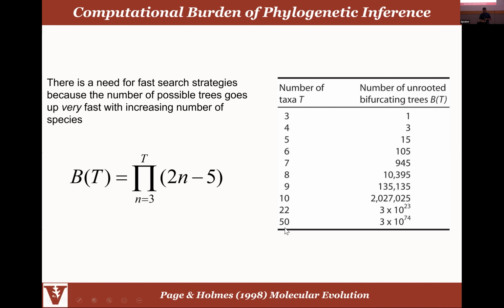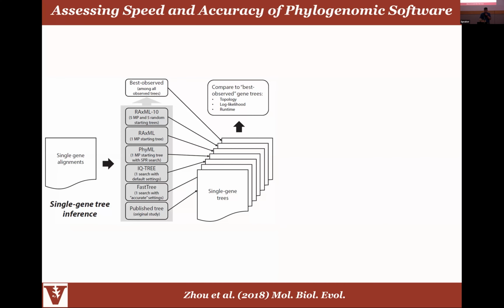So even for a set of 50 species, the number of possible unrooted bifurcating trees is astronomically high. If you go to 1,600 or 1,700 or thousands or millions, it's obviously even bigger. So how do we efficiently search that space? I don't know, but that's a challenge. And then how do we deal with speed and accuracy?